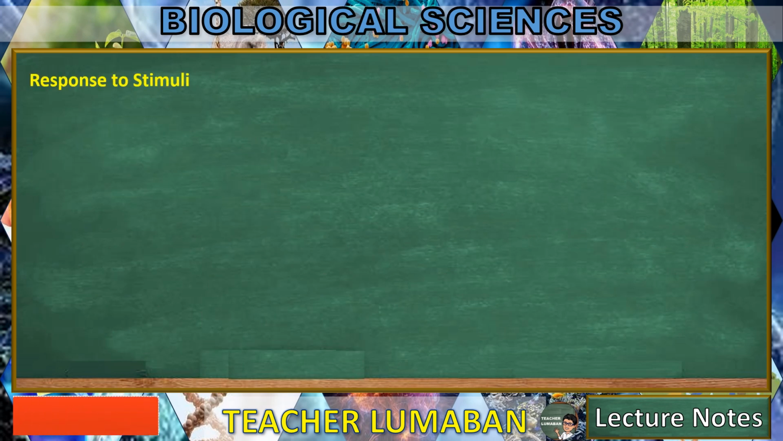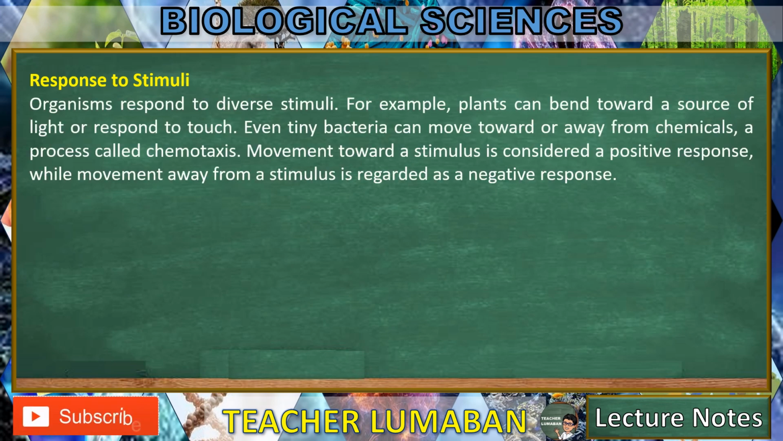Response to stimuli. Organisms respond to diverse stimuli. For example, plants can bend toward a source of light or respond to touch. Even tiny bacteria can move toward or away from chemicals, a process called chemotaxis. Movement toward a stimulus is considered a positive response, while movement away from a stimulus is regarded as a negative response.